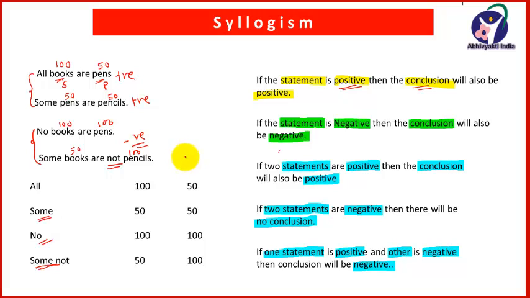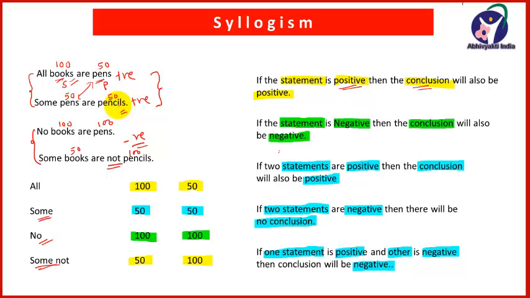Now this idea will get clearer when we solve the problems. Here is one more rule you have to remember: if you have to draw a conclusion by joining these statements, that is, if the conclusion is between books and pencils, then you will have to connect these two statements, and that will be connected through a common word. So there should be a common word to connect the two statements. Here in this case the common word is pens.